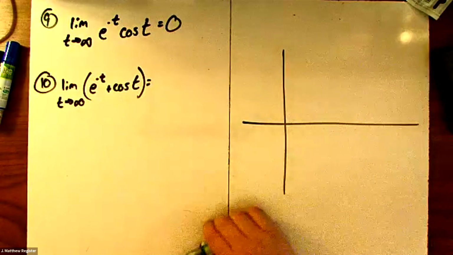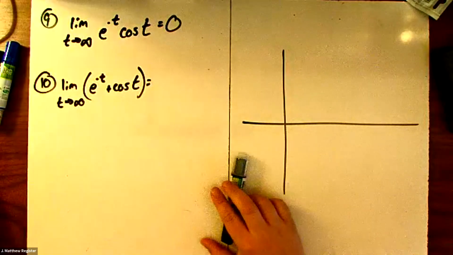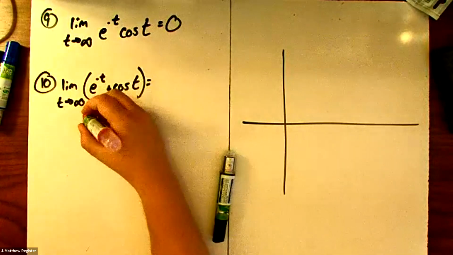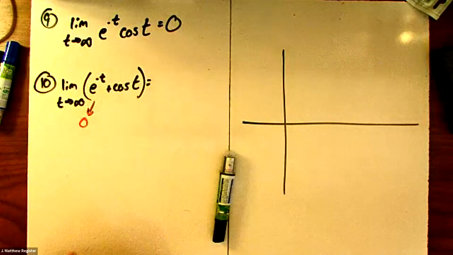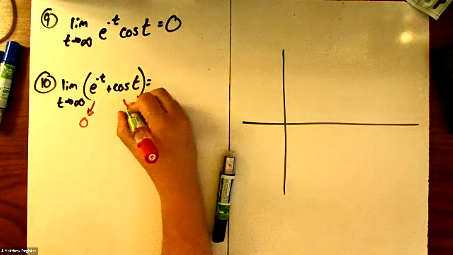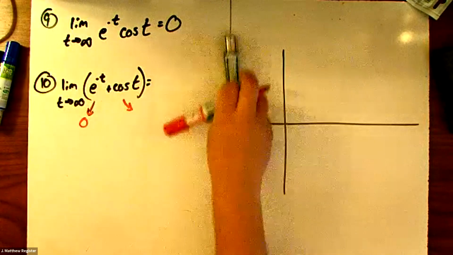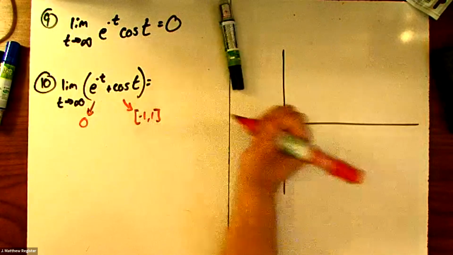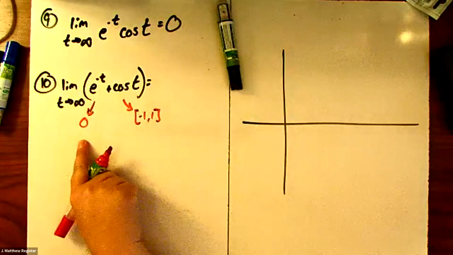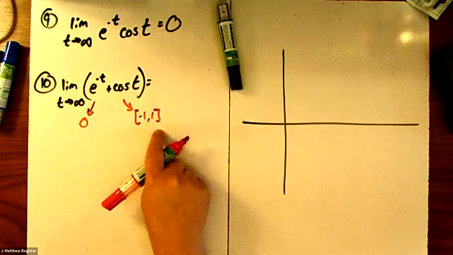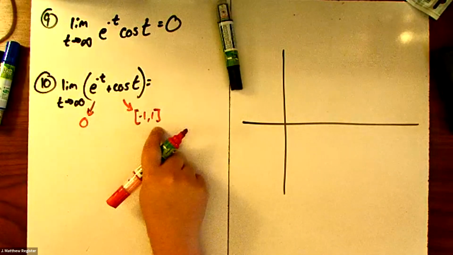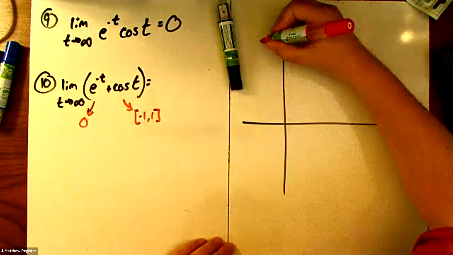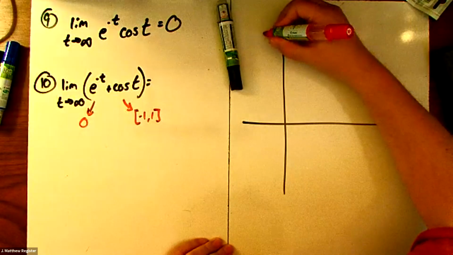On the right side, however, it's going to be substantially different. Because on the right side of the graph, e to the negative t is going to get really, really close to 0. But cosine of t is going to be oscillating back and forth between -1 and 1. What happens if you take 0 and you add it to something between -1 and 1? Well, you just get that something between -1 and 1. And so the curve for this is actually going to start looking like the e to the negative t on the left side.